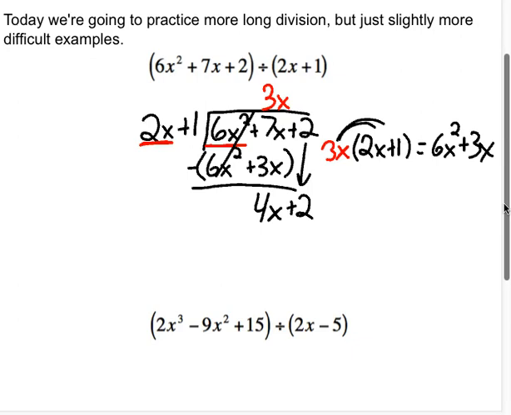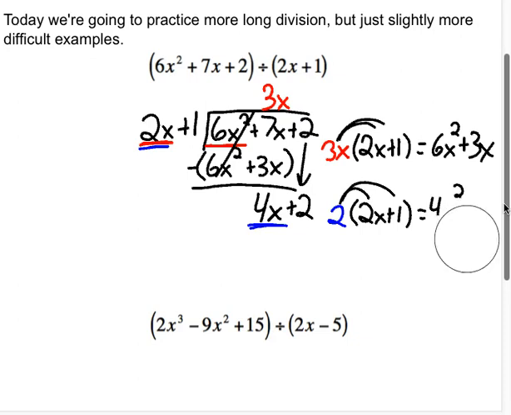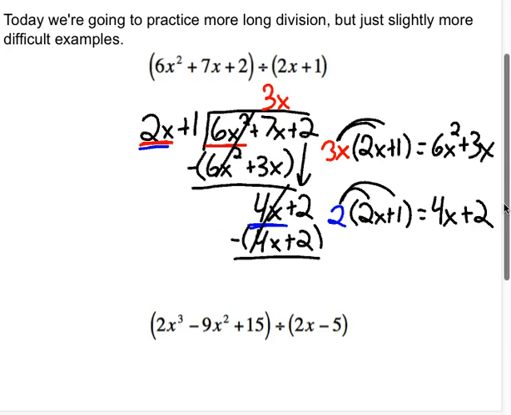All right, same game. Now I need to see what does it take to get the 2x to cancel 4x. Well, this time the x's already line up. I just need another 2. So I'm going to multiply this by 2. So that 2x plus 1 distributed through is going to give me, oh, not 4x squared, I'm sorry. That's going to give me 4x plus 2. Subtract it off to see how close you got. 4x minus 4x. And 2 minus 2 is actually gone also.